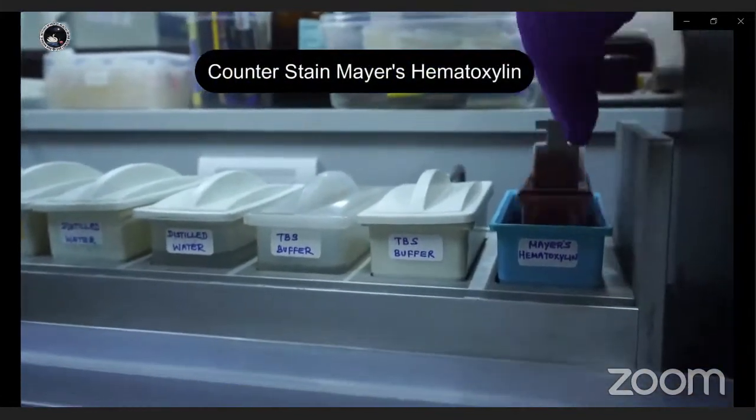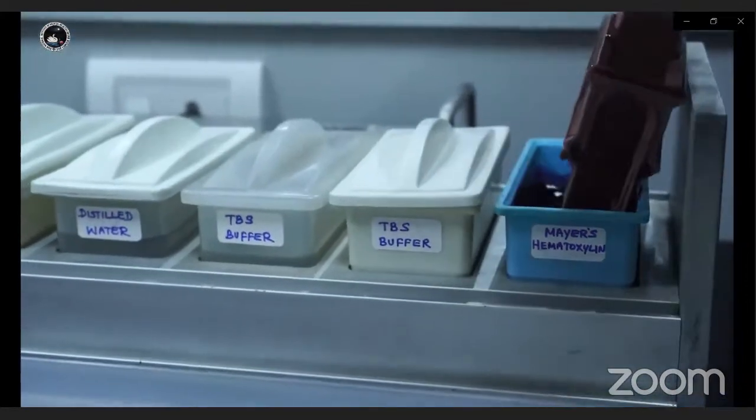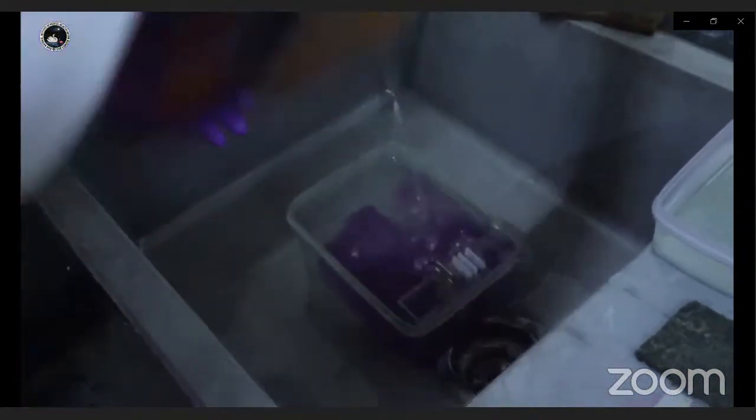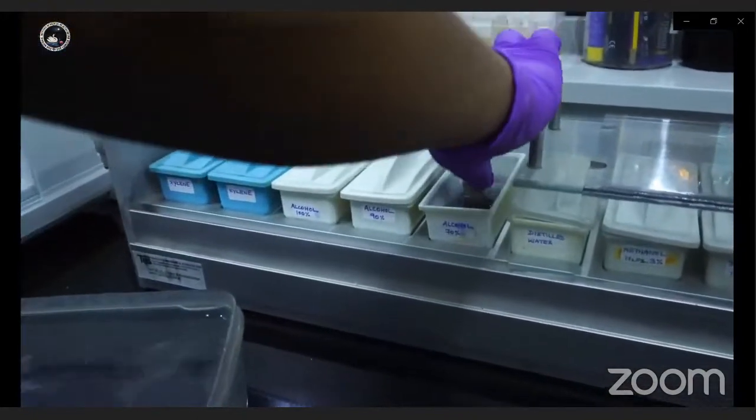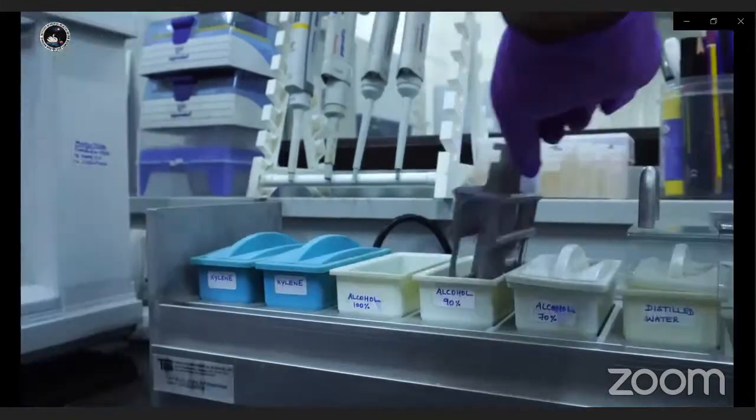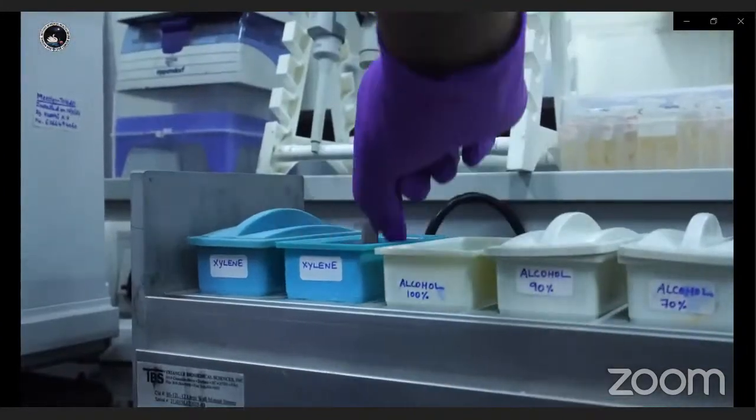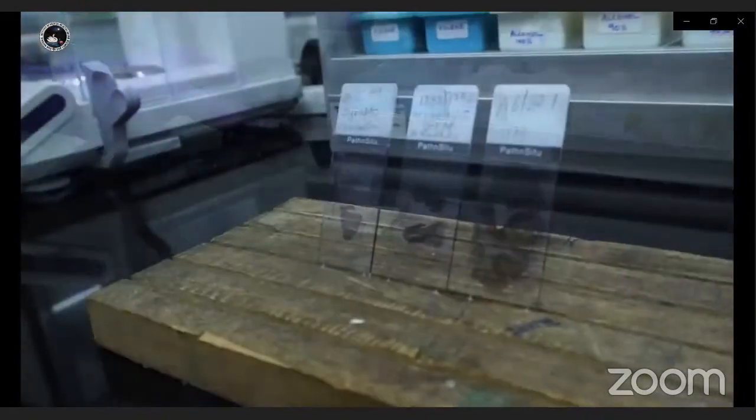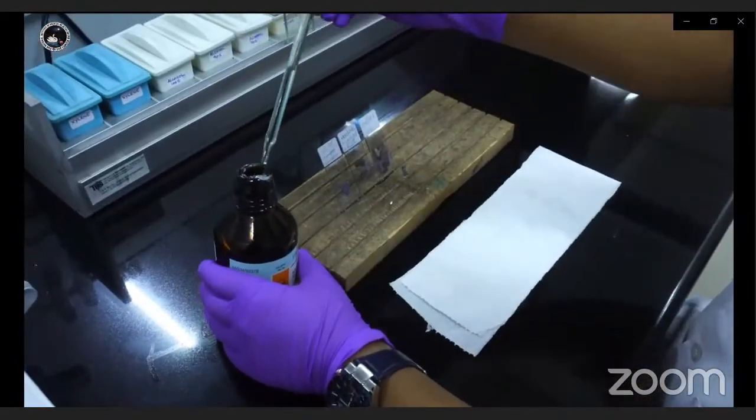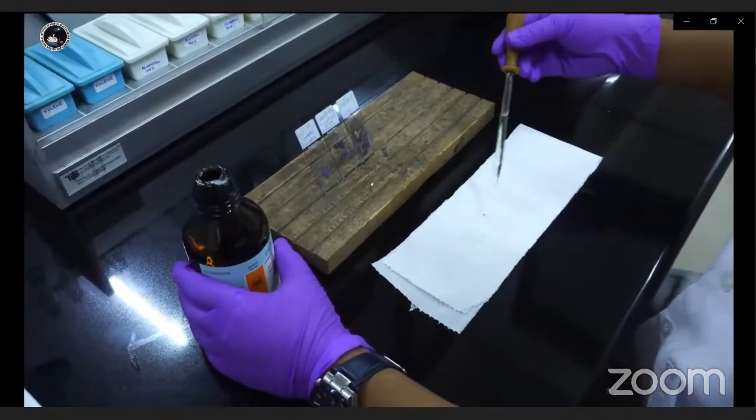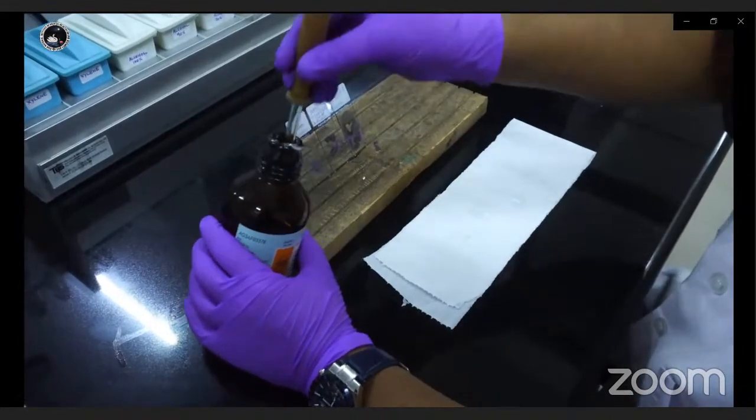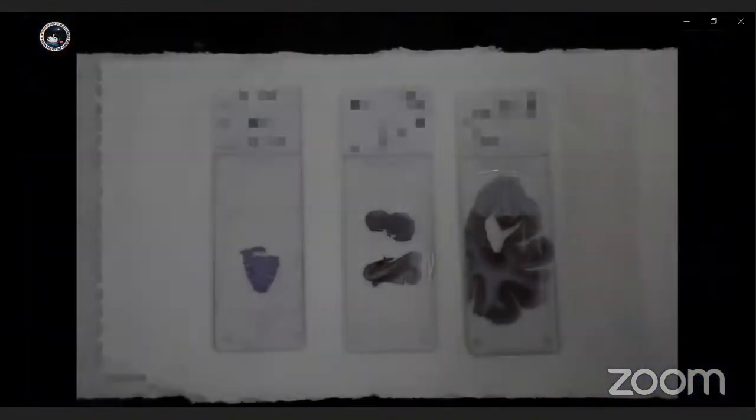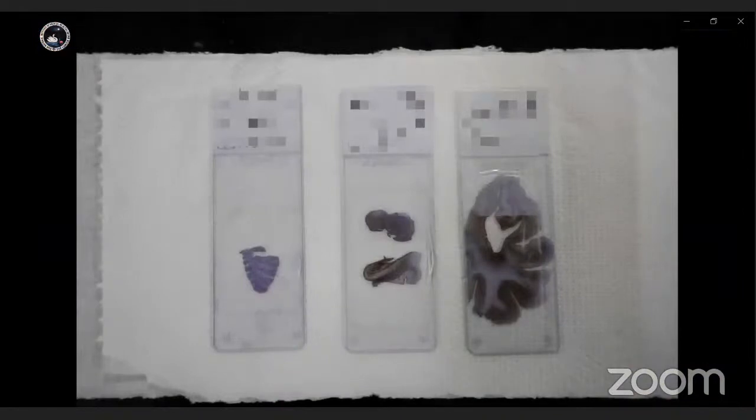Counterstain in Mayer's hematoxylin. Wash the slides under running tap water. Dehydrate in graded alcohol from 70%, 90% and 100%. Clear in xylene. And mount in DPX. The slides are now ready to be viewed.